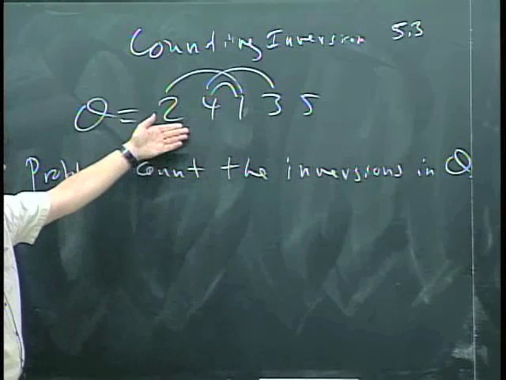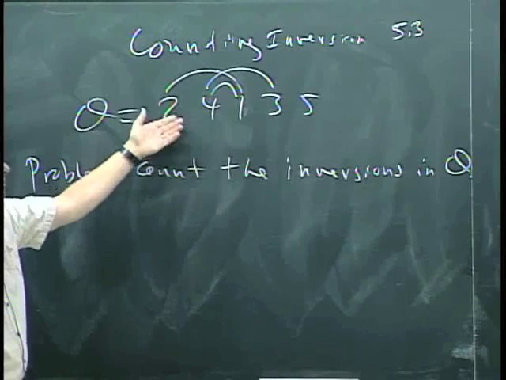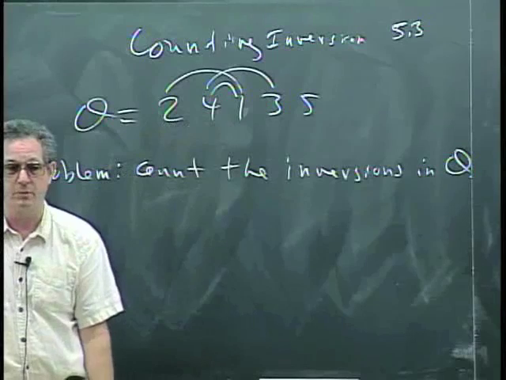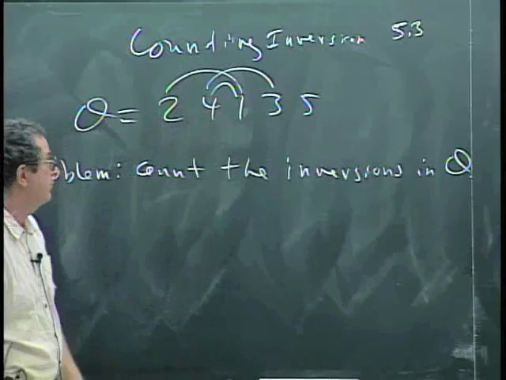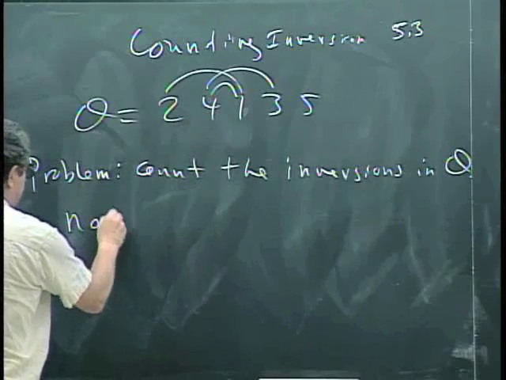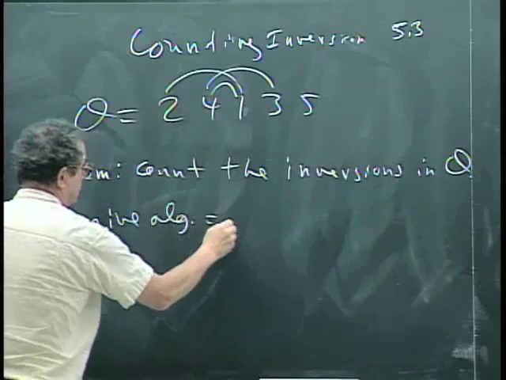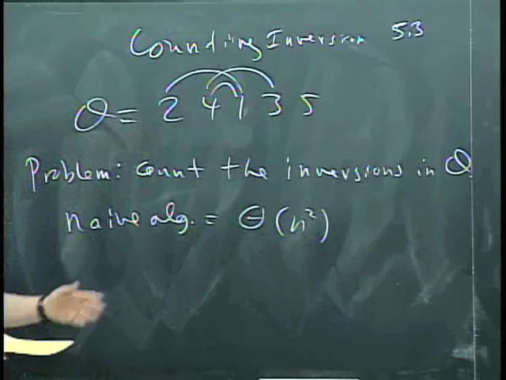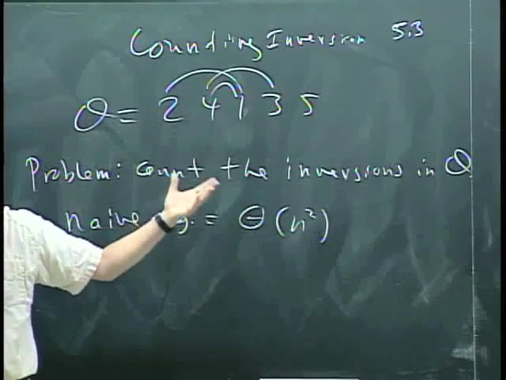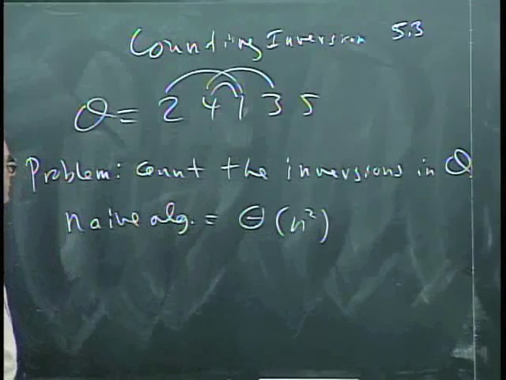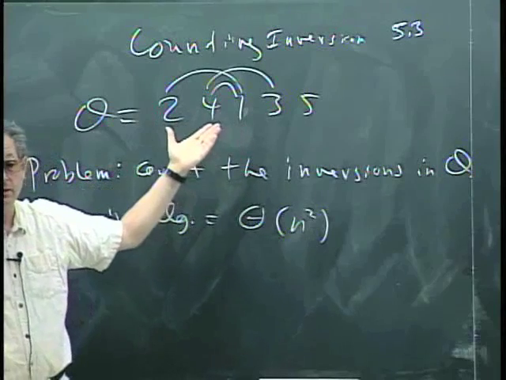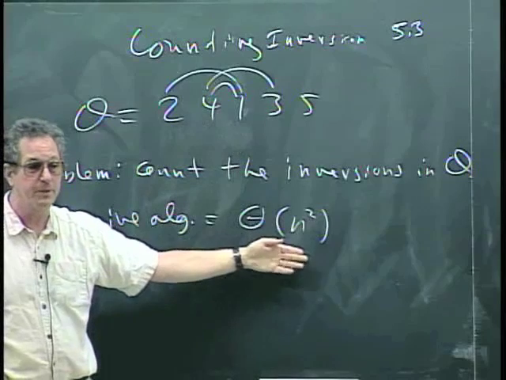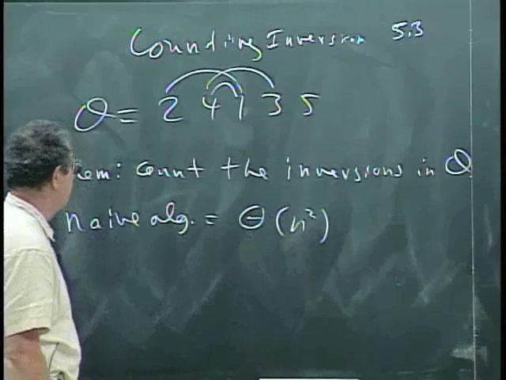So the simplest kind of algorithm is just to look at each pair of numbers and see whether they're out of order. And if we did that, the naive algorithm would be theta of n squared time, because there are n choose 2 pairs, roughly n squared, theta of n squared, pairs. And if you looked at each pair explicitly, just to see if it's out of order, then your running time is theta of n squared. Okay, so that's the obvious direct approach.